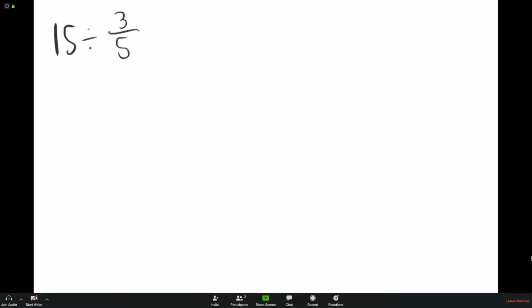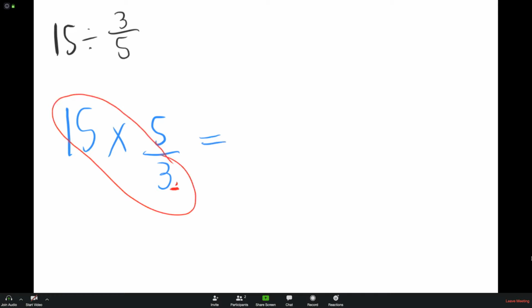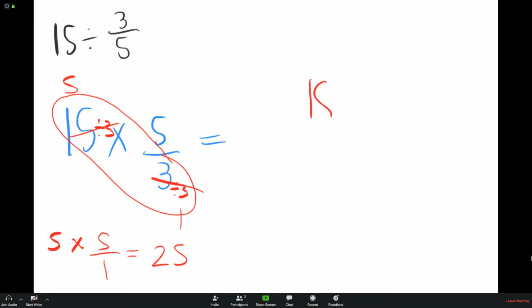Let's try this last problem together. KFC, remember to keep our first term, flip our second term, change it to multiplication. If you want to simplify first, divide both by 3. You get 1 here, you get 5 here, and then it's 5 times 5 over 1, which is 25. If you do simplification at the end, you would have to do 15 times 5.